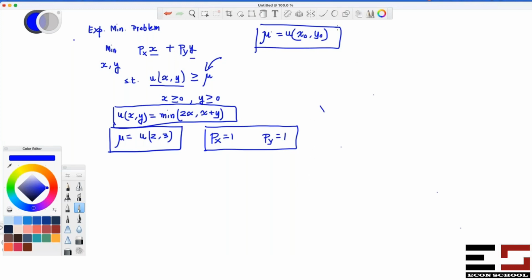Are you done? So what are we getting? First of all, figure out the target level of satisfaction. Well, it's min of 4 comma 5, which is 4. Sorry, mu is 4. So what you're going to do is plot the constraint set. The constraint set is given by this: the set of bundles that can achieve at least 4 level of satisfaction.